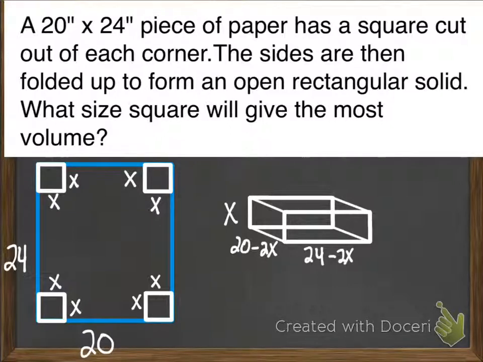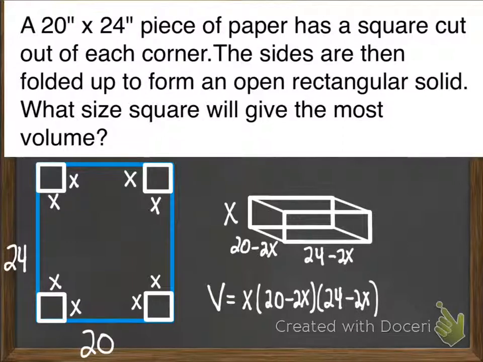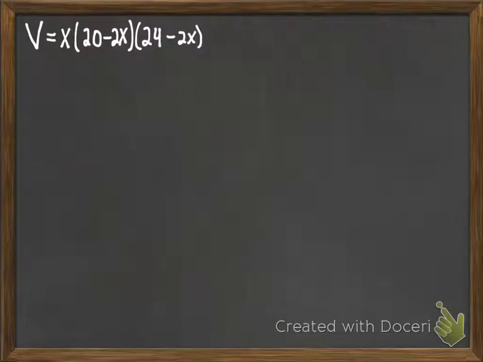Now we just need to write its volume. Well, volume is length times width times height. So we would have this expression. And again, just copying that over to give us some more space, we can multiply through. Volume is 480x minus 88x squared plus 4x cubed.